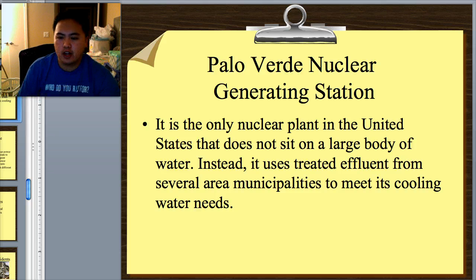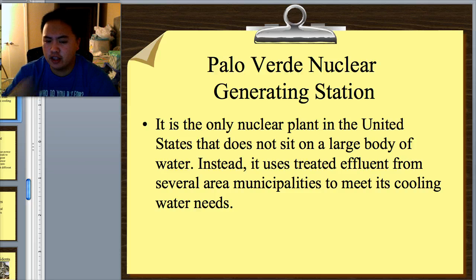I don't know if you guys can guess why most nuclear power plants sit on a large body of water. Yeah, because of those 2 loops that we're talking about. It needs it to cool. And instead it uses different municipalities to meet its cooling water needs. So it imports a lot of water, uses a lot of water to cool down its nuclear core.